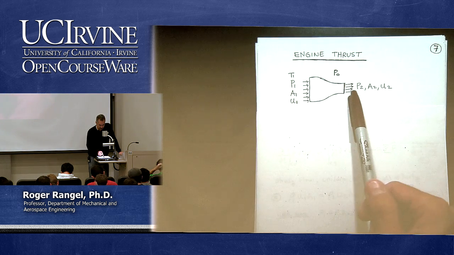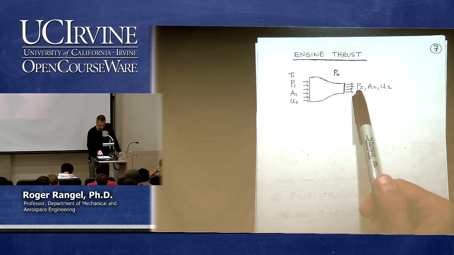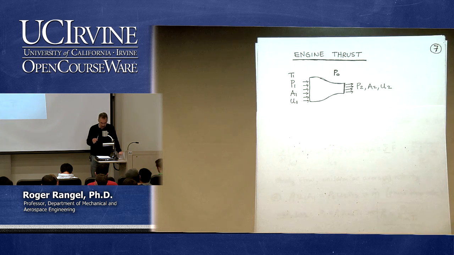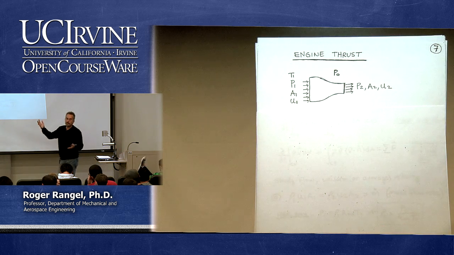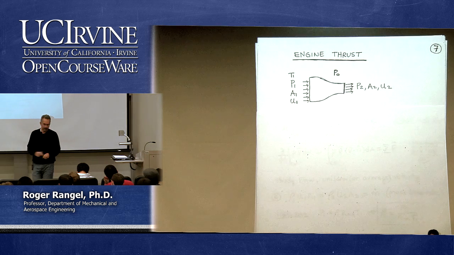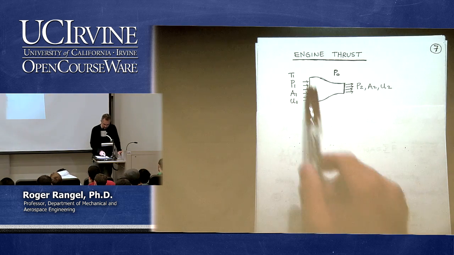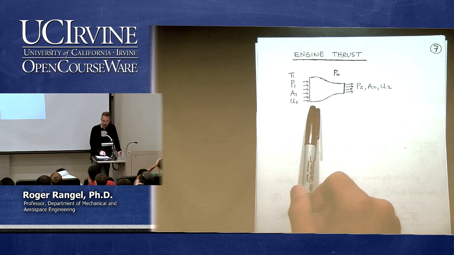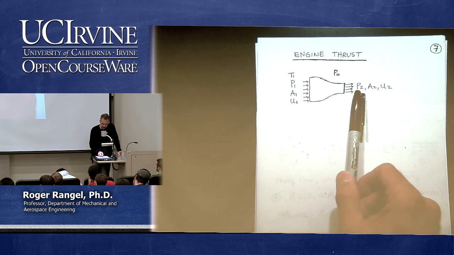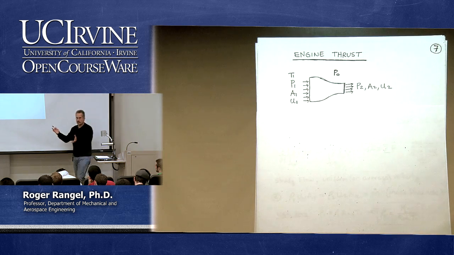So then I have an outlet. I have a pressure there, also an area, and also a velocity. And then I have atmospheric pressure, say, surrounding the engine everywhere, except where those pressures might be different, as indicated here. So the P1 is here, the P2 is in the back. Everywhere else is P0, atmospheric pressure. So I want to find the thrust.